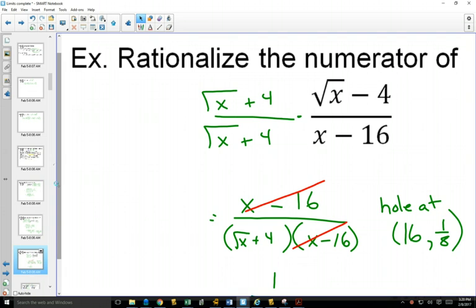So for this third one, I'm going to rationalize the numerator. You multiply by square root of x plus 4. Now, the top is a difference of squares. That's going to give you an x minus 16.